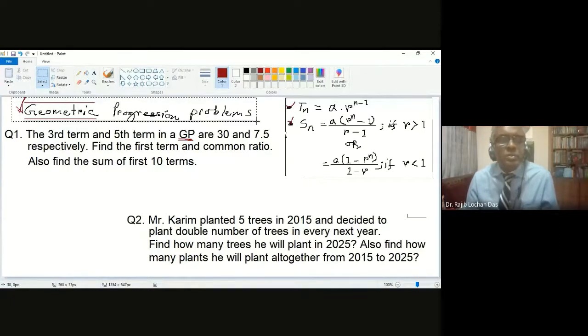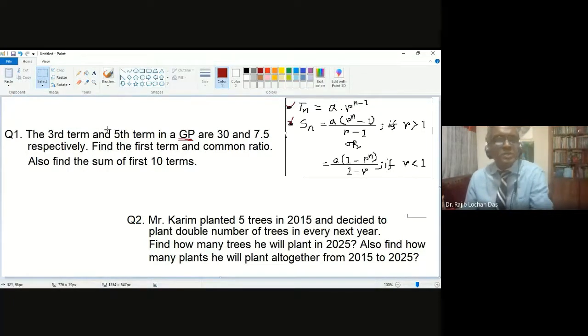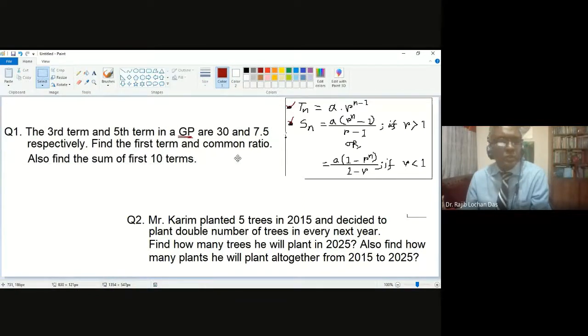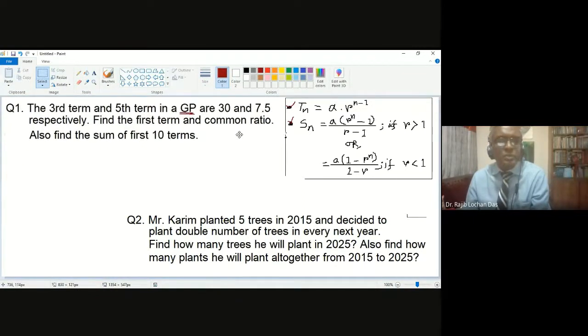So what to do? You know that this is geometric. So very simple, the geometric formula will be applied. So what are the things you apply? In this case, the first term is not given, the common ratio is not given. You will find out those things. So what are the given things?